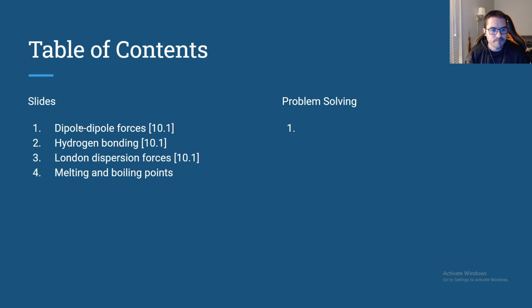Okay, so table of contents here. We're going to be talking about dipole-dipole forces, hydrogen bonding, and London dispersion forces. So these are the three big types of intermolecular forces we're going to be talking about. This is from Chapter 10 in your book. We're going to be talking a little bit about melting and boiling points. These would be physical properties, right? So we're going to be connecting some dots here.